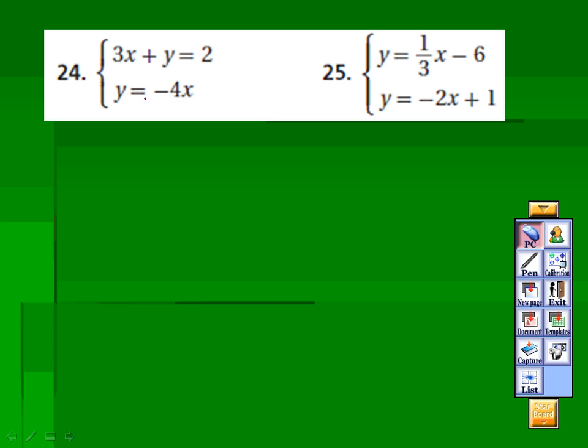On number 24, it's set up for substitution. I'm going to circle the y and plug it in. Put the negative 4x in place of y. So 3x plus negative 4x equals 2. That gives me negative 1x equals 2, and x is negative 2. Take the negative 2, plug it in for x. Y is negative 4 times negative 2, and y is 8. So the solution to 24 is negative 2, 8.